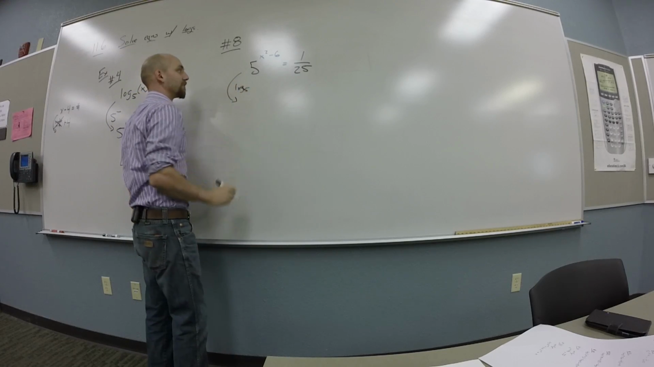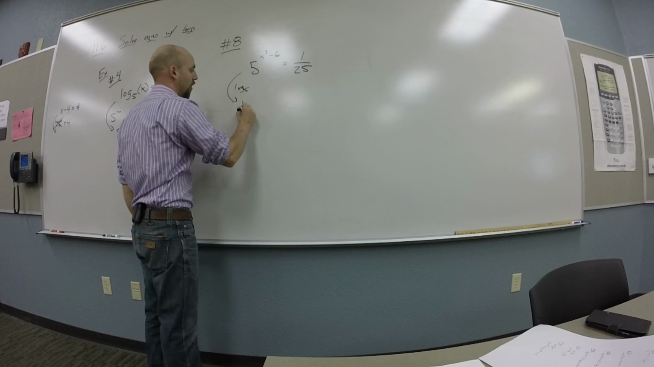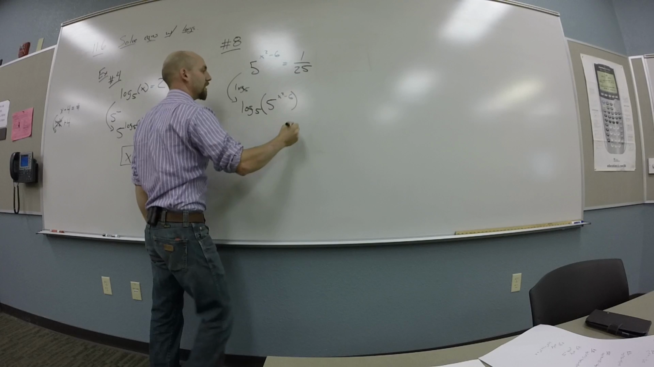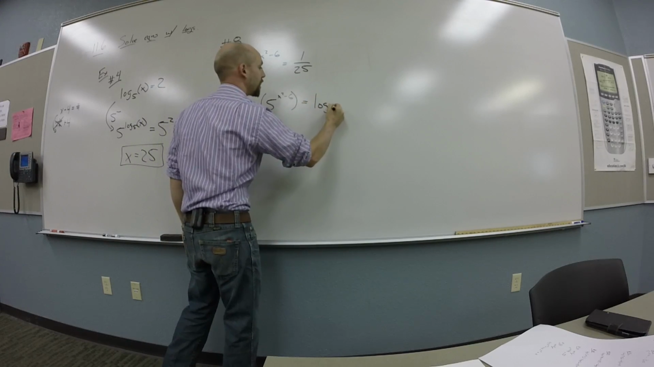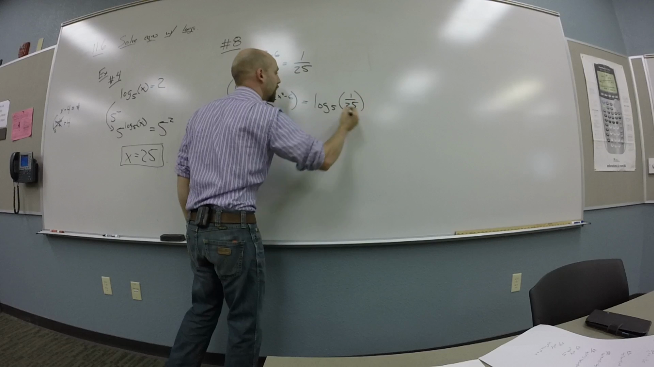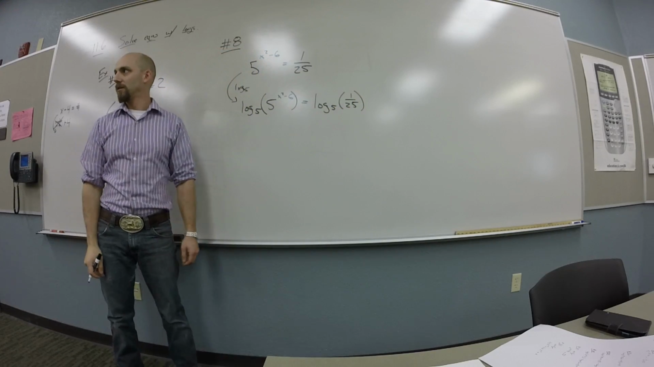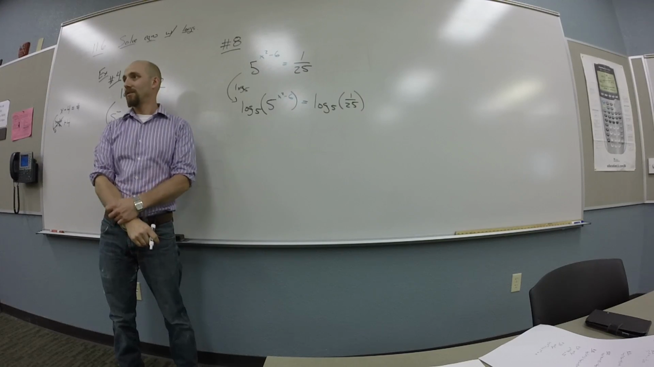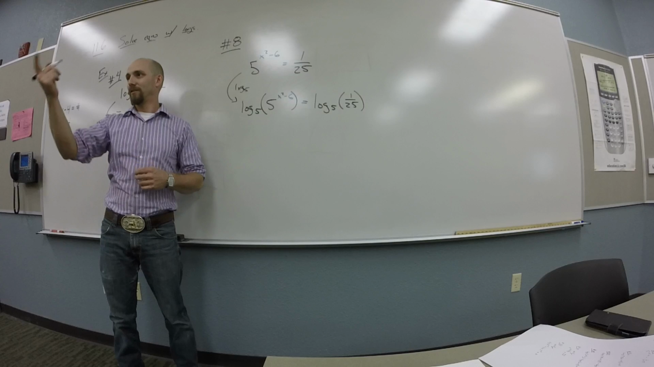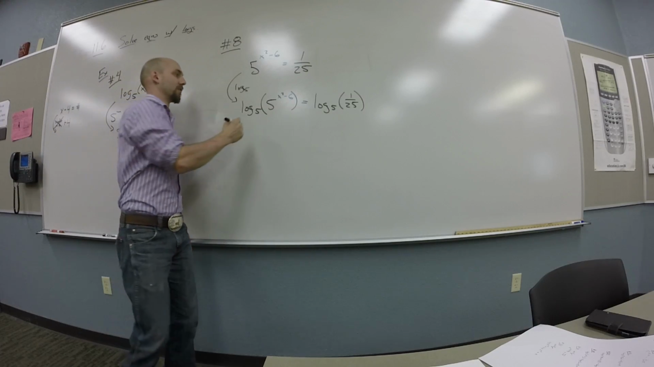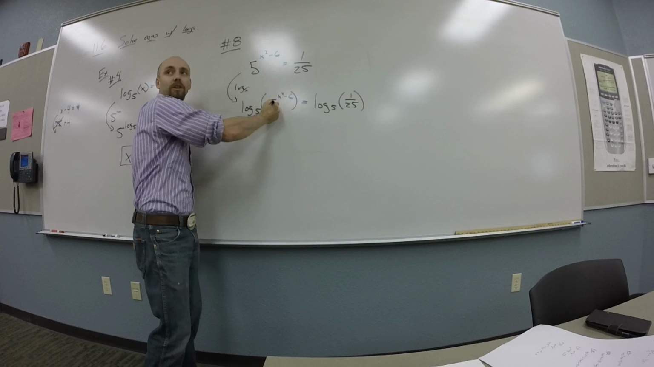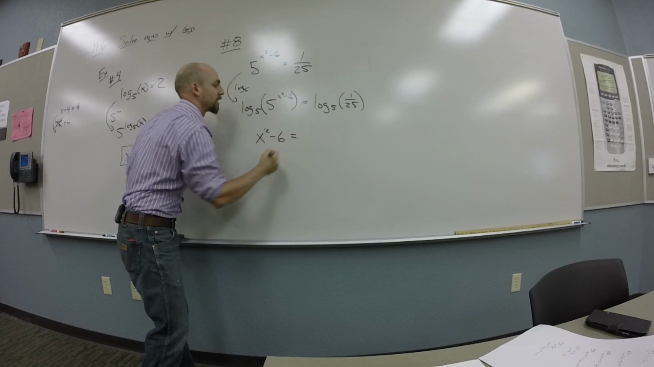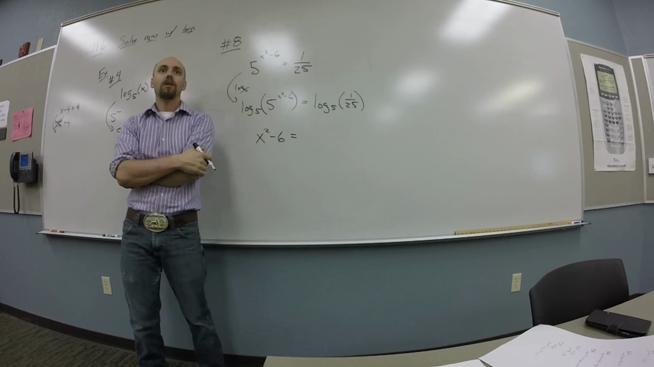Okay, so if I'm going to log base 5 both sides, I'm going to get log base 5 of 5 to the x squared minus 6, and that's going to be log base 5 of 1 over 25. Okay, can I simplify either of those? Yeah. Hopefully both of them, right? So the 5 and the log base 5, these two undo each other, right? So what am I left with on that side? Good, I get an x squared minus 6, and that's supposed to be log base 5 of 5 to the -2.